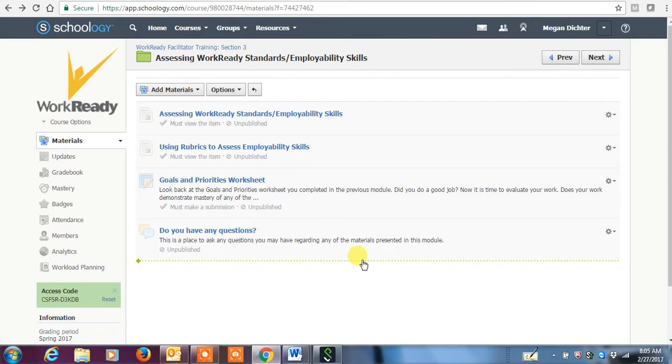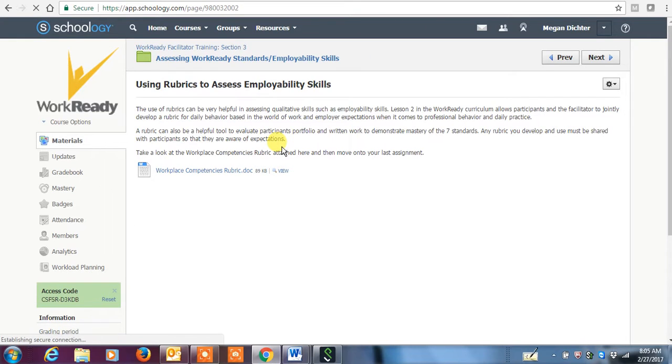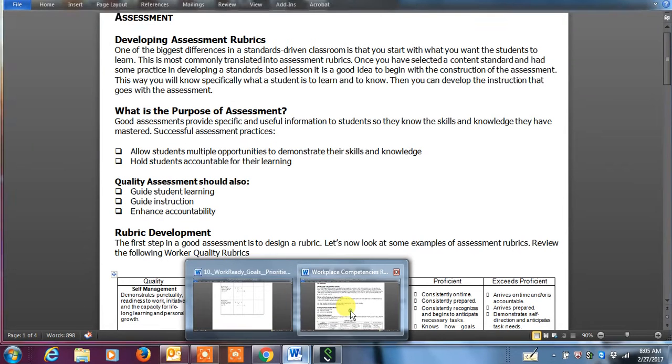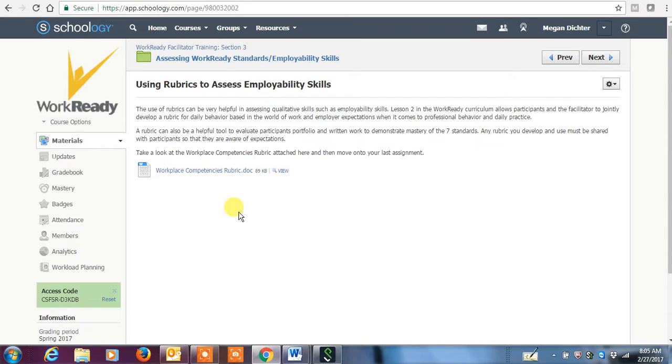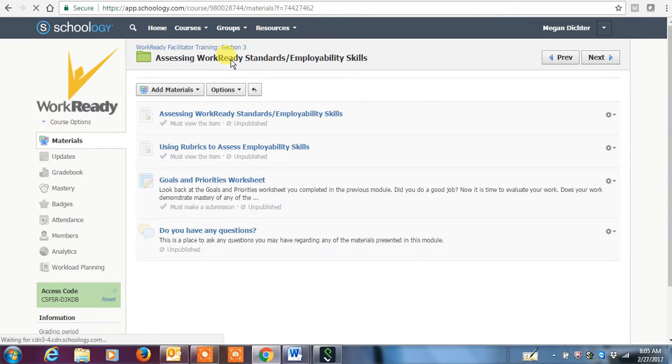skills folder. And the first thing that you're going to want to do is open up the document in the using rubrics to assess employability skills, the Word document there. You're going to want to open that up, and it looks like this. I've got mine open.